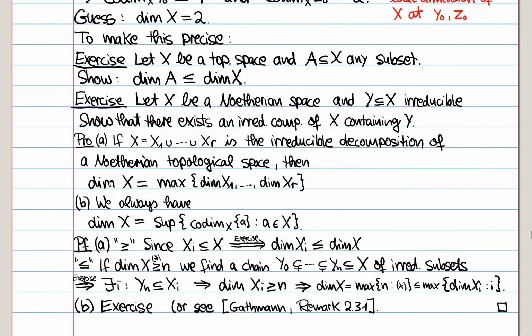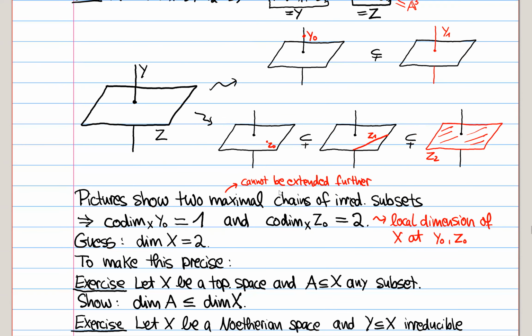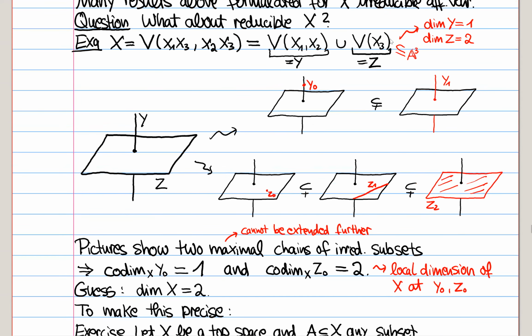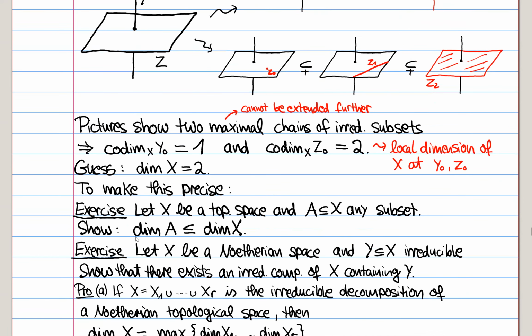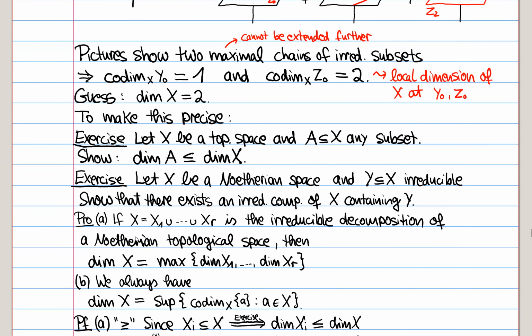So the proposition tells you if you have a reducible Noetherian topological space in this case, and you have its irreducible decomposition like this, then the dimension of X is the maximum of the dimensions of its irreducible components. And then applying this here, see the irreducible components have dimensions 1 and 2. And so the full space has the maximum of these 2 numbers. And so this is 2.